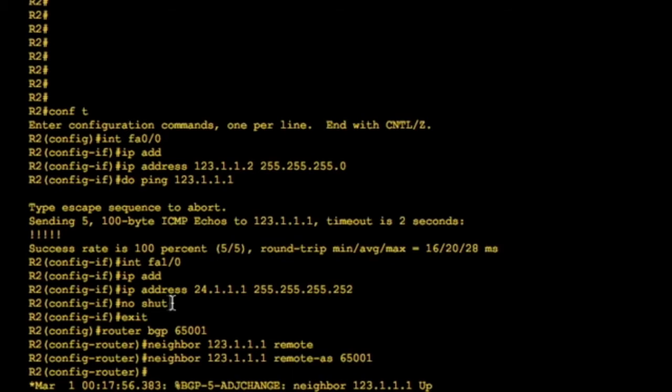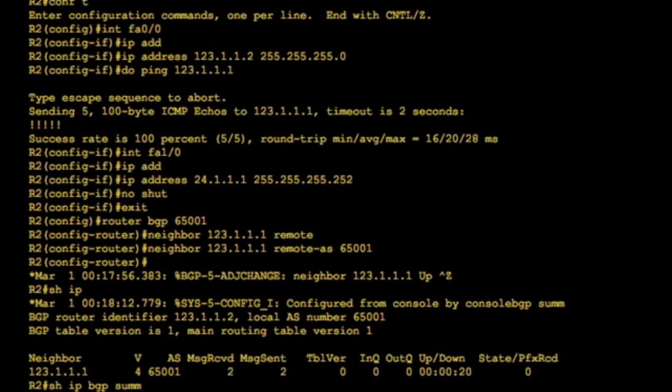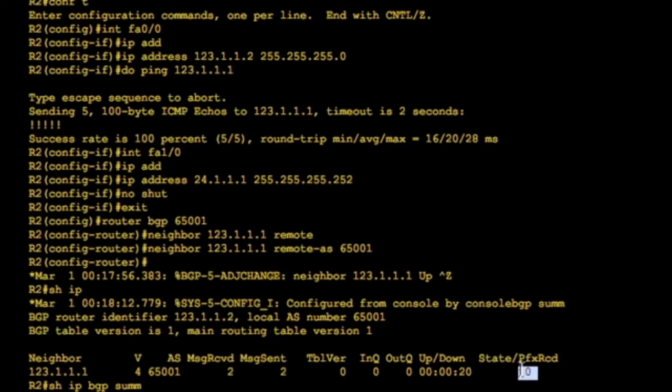Let's just run some show commands on here. So we've got show ip bgp summary, which is one of my preferred ones. This is just to give you a very quick output to show you what your neighborships are, what version you're running, AS number, that sort of thing. How many learned prefixes? See the PfxRcd.